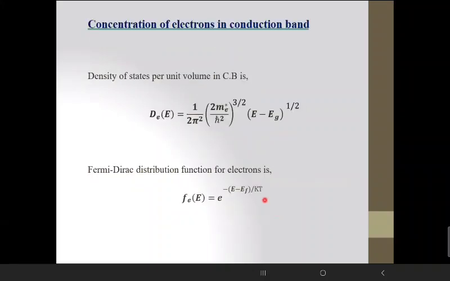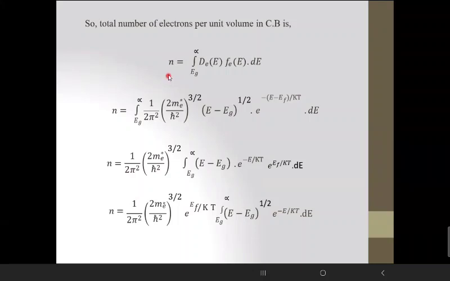Now, we can find out easily the density of conduction electrons. So density of electrons, this formula is given by this. And the Fermi function is this. So how to find? This is the formula. The total number of conduction electrons per unit volume is N equal to the integral from Eg to infinity. Please consider the limit here. This is your limit, Eg to infinity.